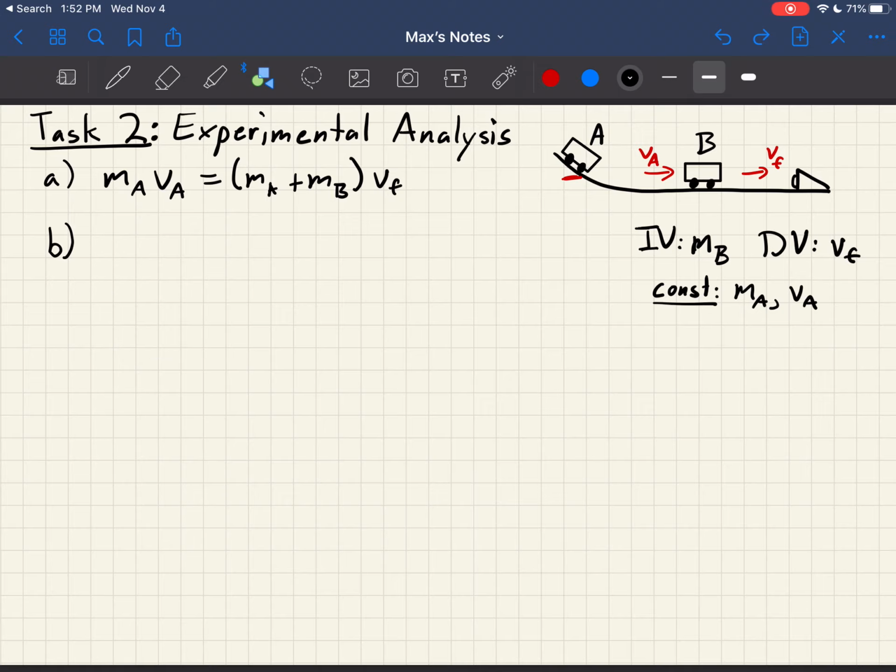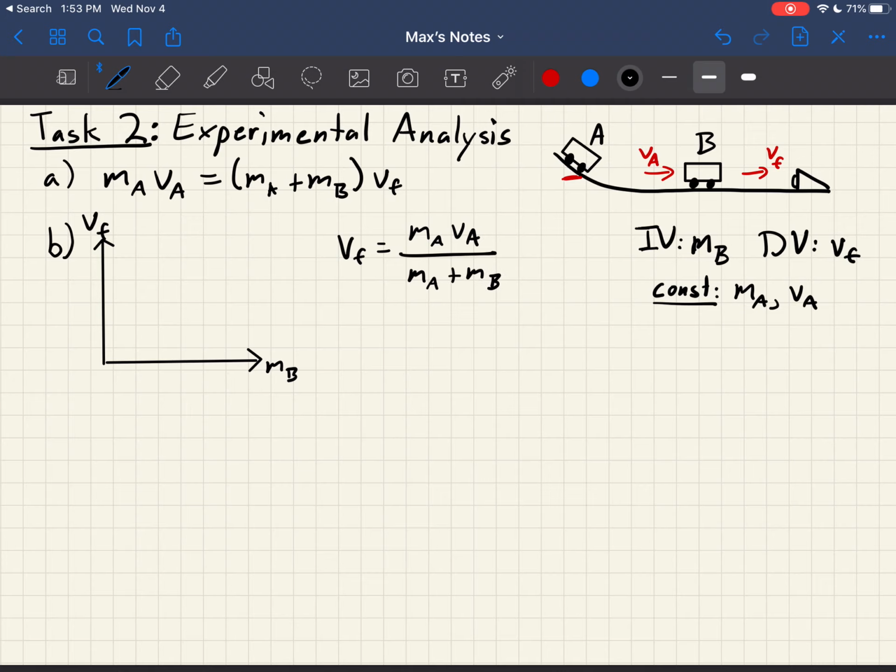So let's just try it. I think the best way to do this is to use our equation to help understand what's going on. So if we take the equation we just derived, VF is equal to, we solve for our dependent variable, MA VA over MA plus MB. And let's just think about what happens. So let's reason through it. Let's say when MB equals 0, let's think about what our equation is going to look like.